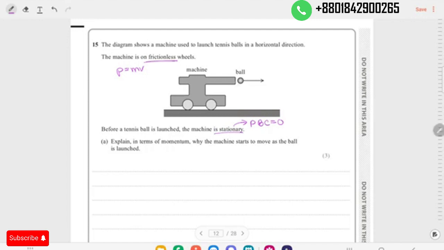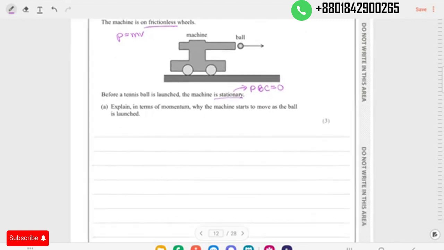Another thing, their masses will be a very important factor. Higher the mass, smaller the velocity, because they are inversely proportional, right? So in that case, the ball will move at a higher velocity, whereas the machine will move back at a smaller velocity because it has a larger mass. Okay, they just want 3 marks, so not that much explanation is needed. In the question, they only want you to write it in terms of momentum, and explain why the machine starts to move as the ball is launched.